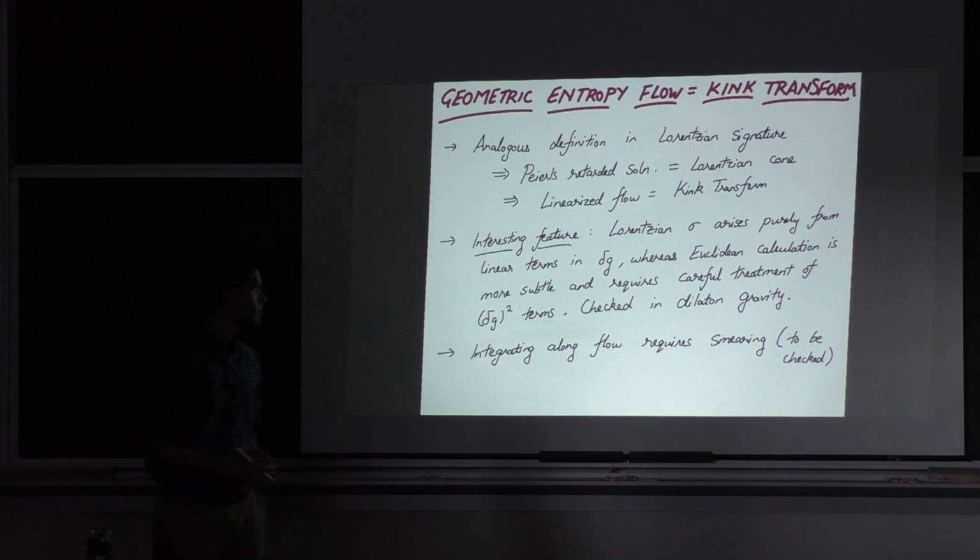And this we've checked in some dilaton gravity examples, but more generally, it's not completely clear yet. And then again, you need to integrate along the flow to prove the full kink transform. This is just the linearized version. That requires some smearing in order to, again, make sense of the action and so on. And this is still open, which we're still working on, but I think it should be fine.